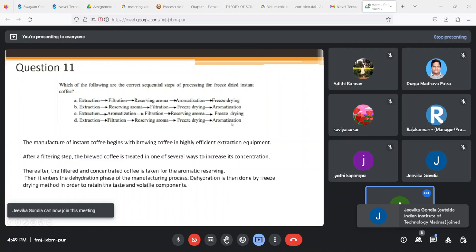Then it enters the dehydration phase, and this is done by the freeze drying process. And then after that, the volatile aromas that were recovered in the earlier step are sprayed onto the dry coffee particles. And finally, the instant coffee powder is packaged in a moisture proof packaging material. So the answer is option D. That is, you take out the aroma, then you convert it into powder, and then bring back the aroma. So the answer is option D. Hope this is clear. So this is the sequential process for a freeze dried instant coffee manufacturing process.